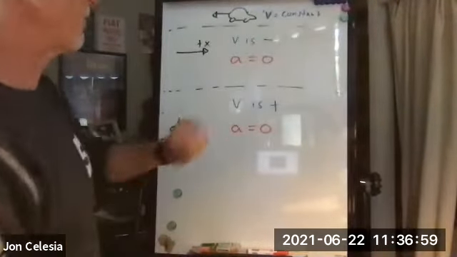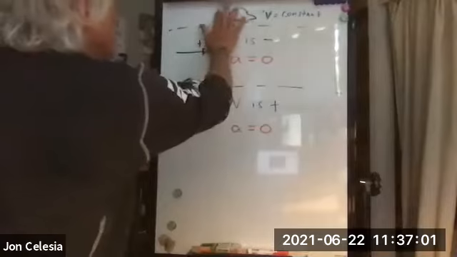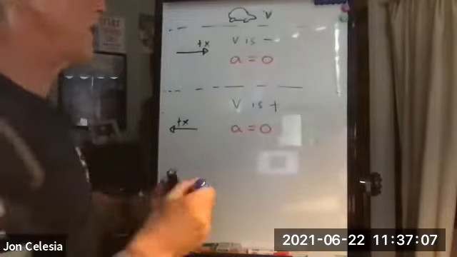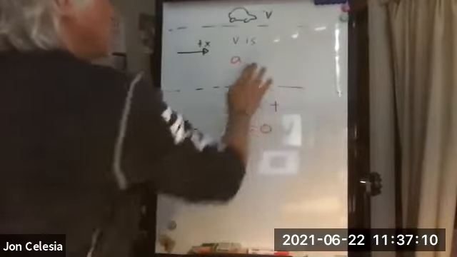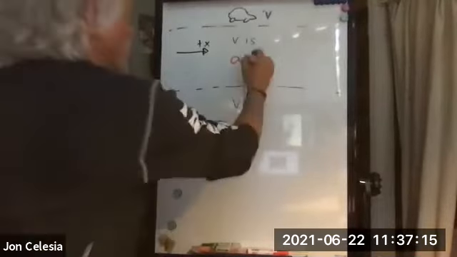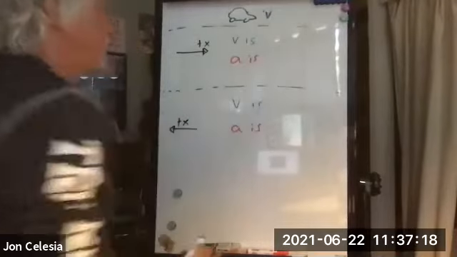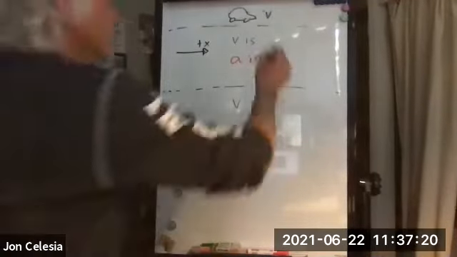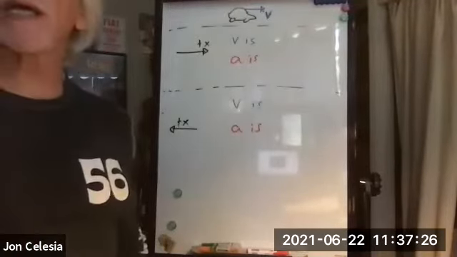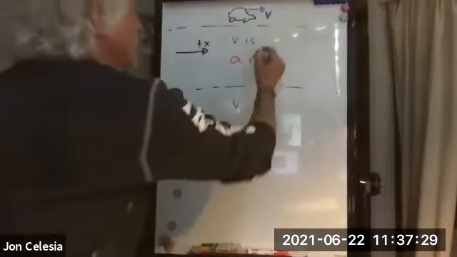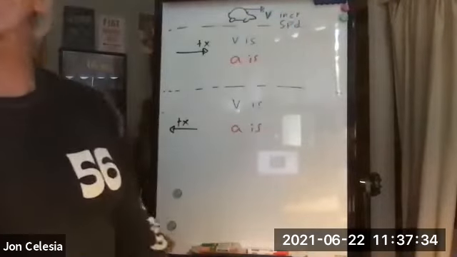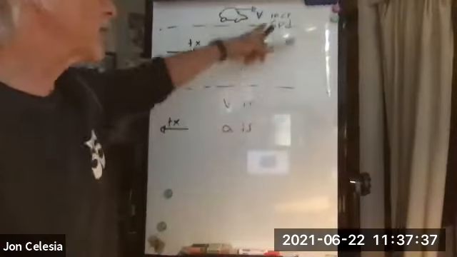Now, let's go back to this situation. Let's make V to the right. And we're going to look at velocity and acceleration. And let's say that you're increasing speed. Can you guys read this okay?